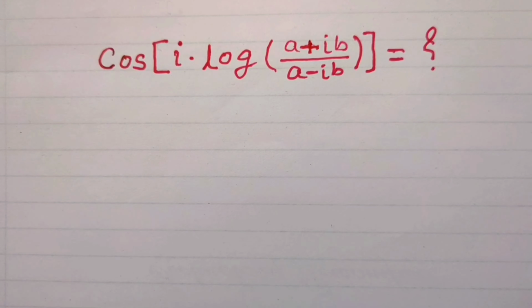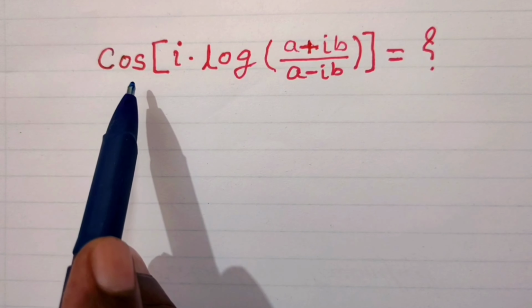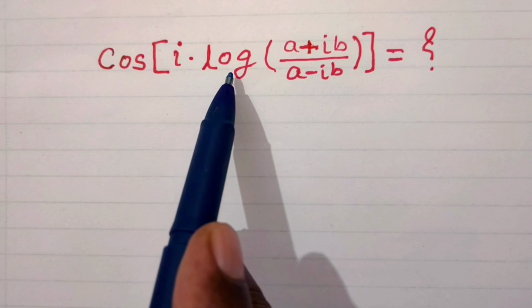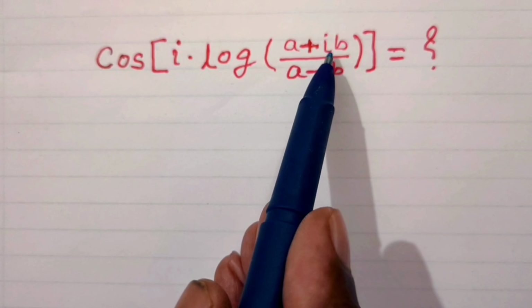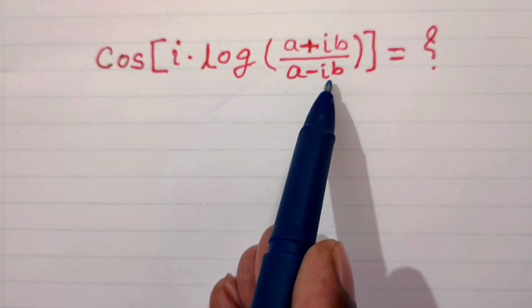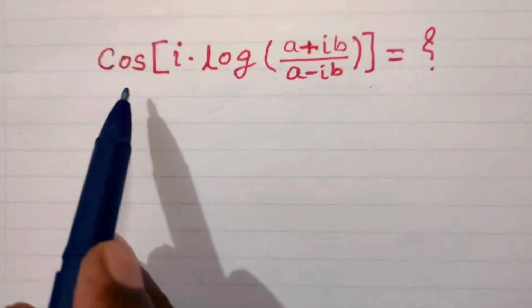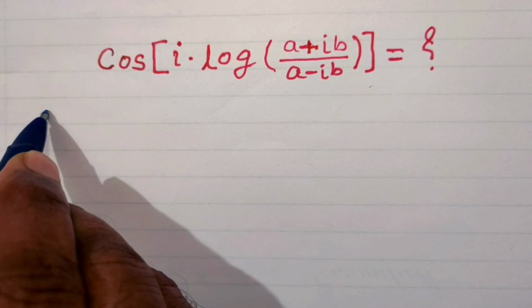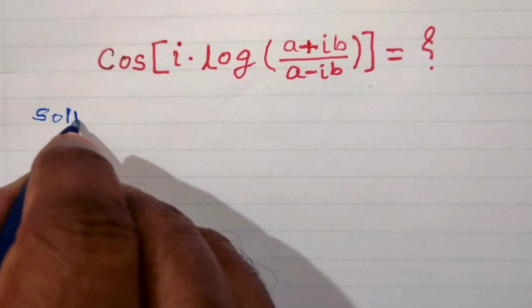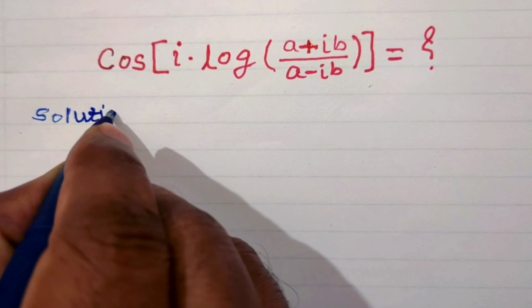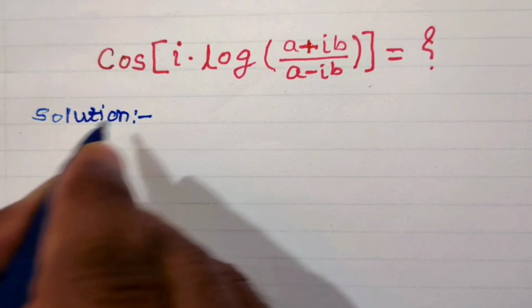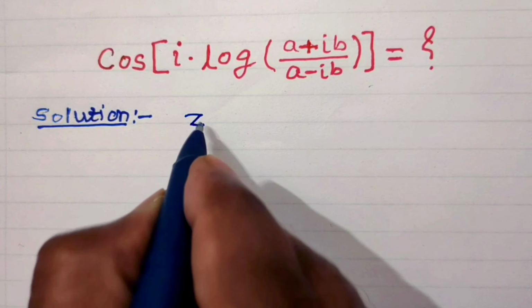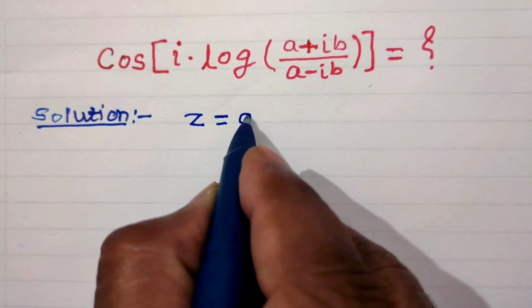Hello everyone. Let us find the value of this cosine function, cos of i times logarithm of (a plus ib) upon (a minus ib). So to get the value of this cosine function, solution for this: first of all let us assume z is equal to a plus ib.